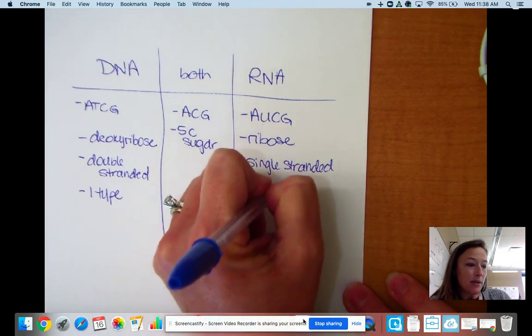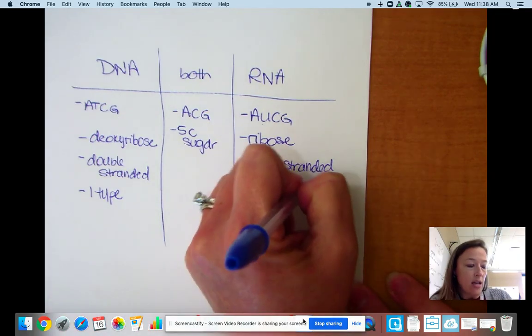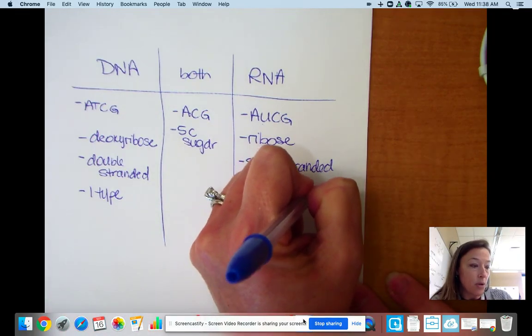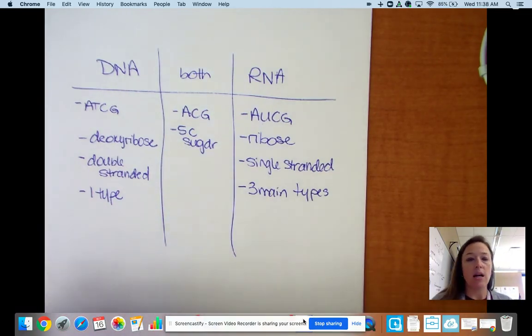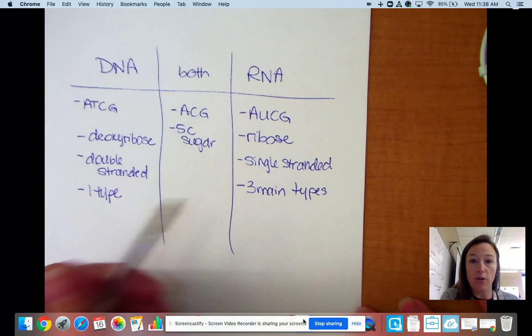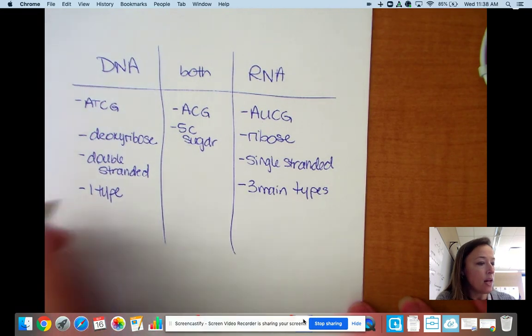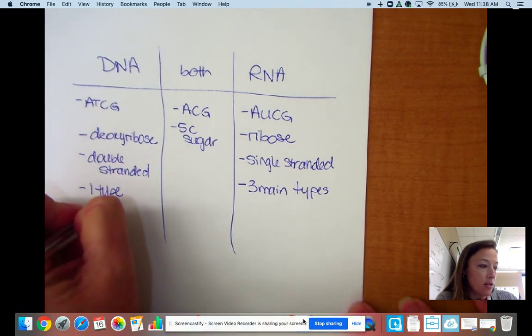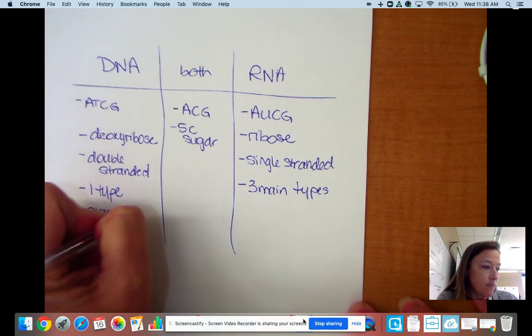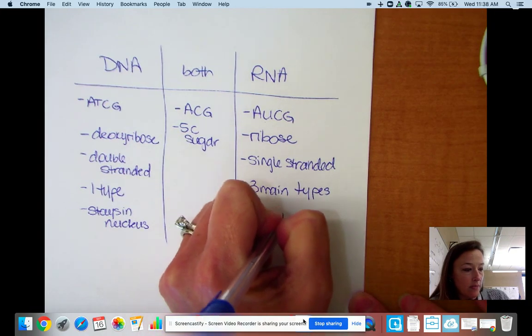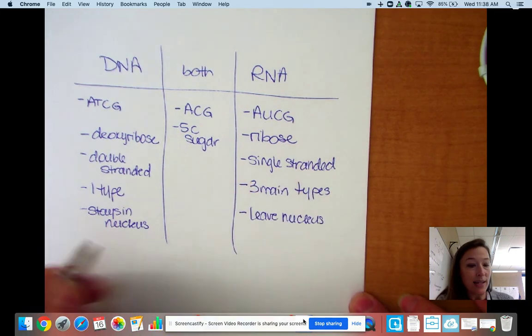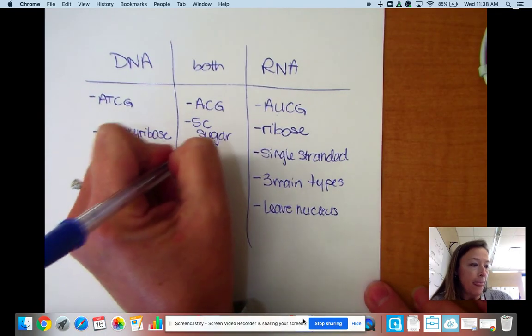There are 3 main types of RNA, tRNA, rRNA, and mRNA. But there are also a bunch of others that we'll talk about when we get to Unit 6, like siRNA, snRNA, srpRNA. Just know that there's many types, but there are 3 main ones that we talk about. DNA stays in the nucleus. And RNA can leave the nucleus. So it's made in the nucleus, but it leaves the nucleus to go to the ribosome.